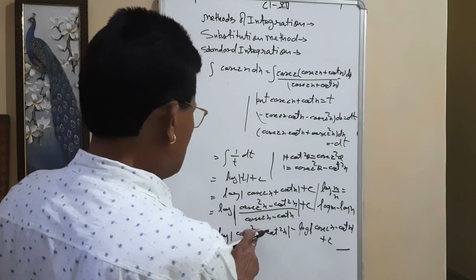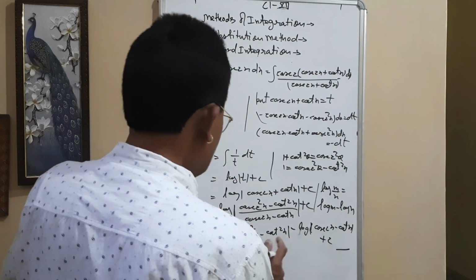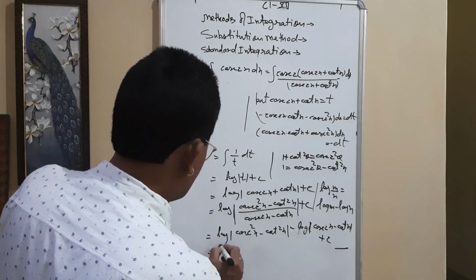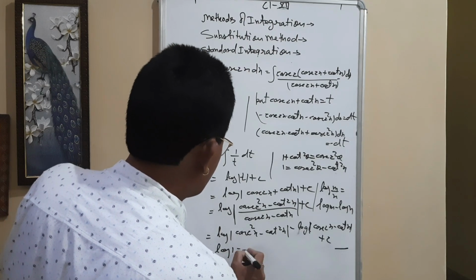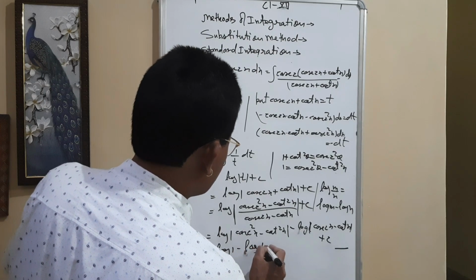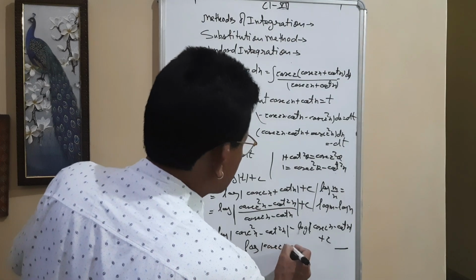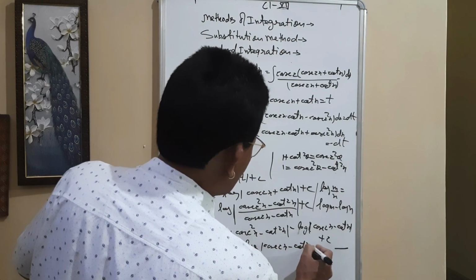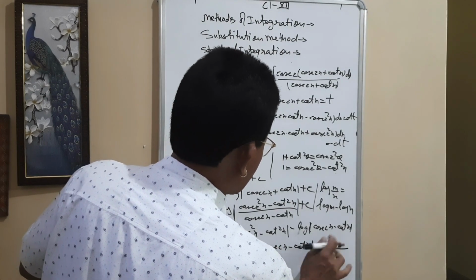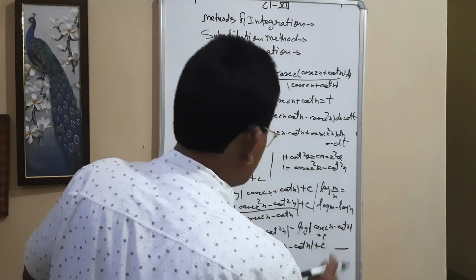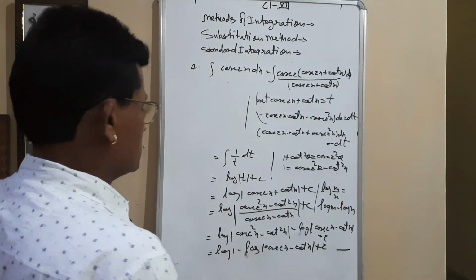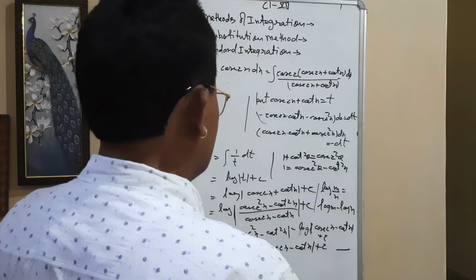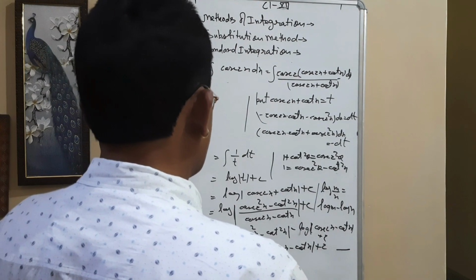Log m upon n is log m minus log n. Its value is 1, my dear student. Log 1. That is why you see carefully. Log cosec x minus cot x plus c. My dear student, you see that is a very, very important condition, and we are using it, okay?